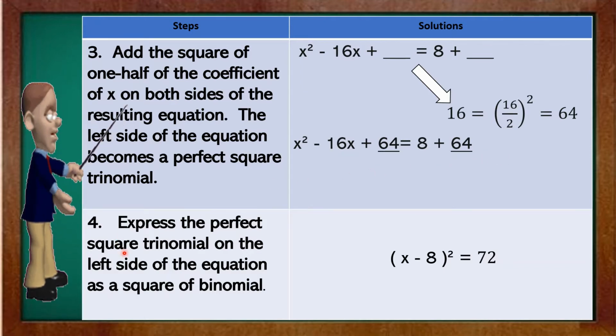Step number 4. Express the perfect square trinomial on the left side of the equation as the square of a binomial. So this perfect square trinomial, we will express as the square of a binomial. The square of the binomial is x minus 8 quantity squared is equal to 8 plus 64, which is 72. And that is our step 4.